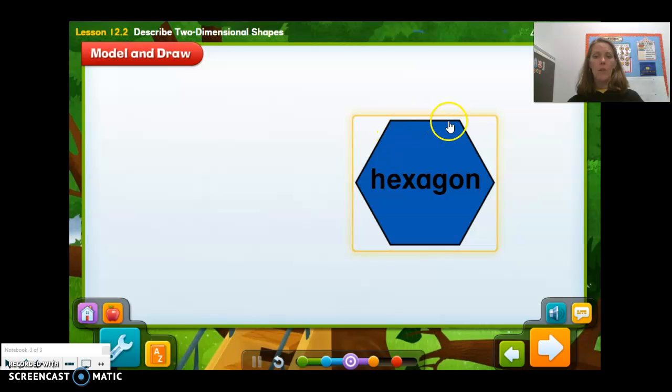Let's count. 1, 2, 3, 4, 5, and 6. A hexagon has 6 sides. A hexagon also has vertices or corners. How many vertices does a hexagon have? Well, let's count them. 1, 2, 3, 4, 5, and 6. A hexagon has 6 vertices.